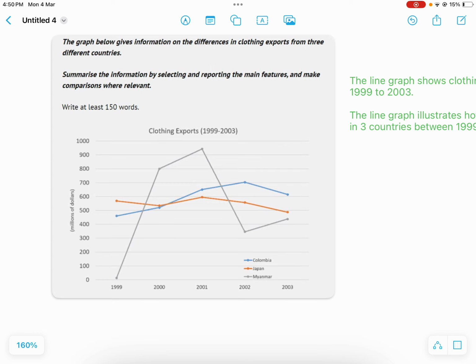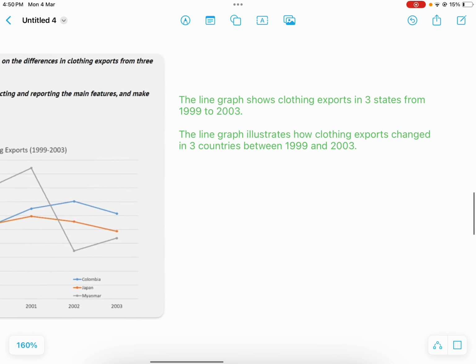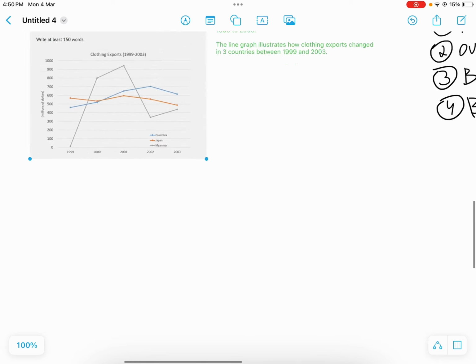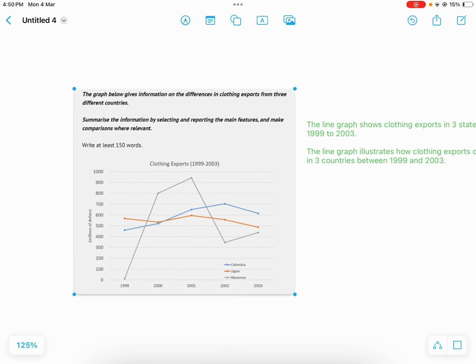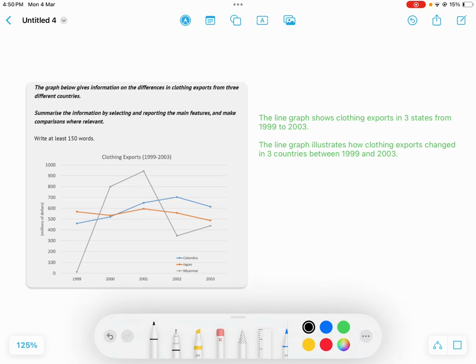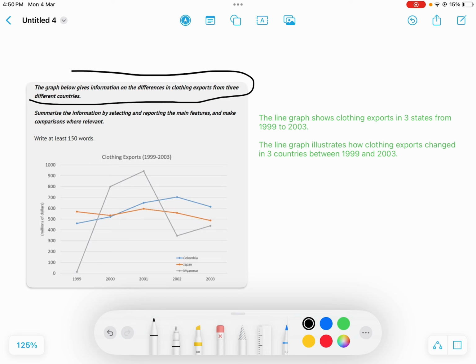to write the introduction. So we go and just write, the line graph shows clothing exports in 3 states from 1999 to 2003. So what's this? I just paraphrased, as I said before. I paraphrased this part of the task.